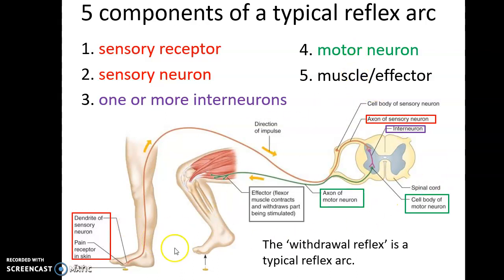So, for instance, with the withdrawal reflex, you step on a tack. Turns out the sensory receptor and the sensory neuron are the same thing. So that sensory neuron carries the stimulus of pain to the spinal cord. It then synapses with an interneuron that's then going to synapse with the motor neuron, and the motor neuron will then send the command to the proper muscles so that you move away from the source of the pain. You withdraw away from it. So again, sensory receptor, sensory neuron, 1 or more interneurons, motor neuron, and the effector. Sensory neuron and sensory receptor can be the same structure, and as we know with the patellar reflex, you don't always need an interneuron.